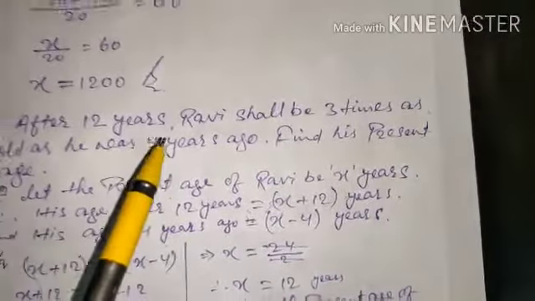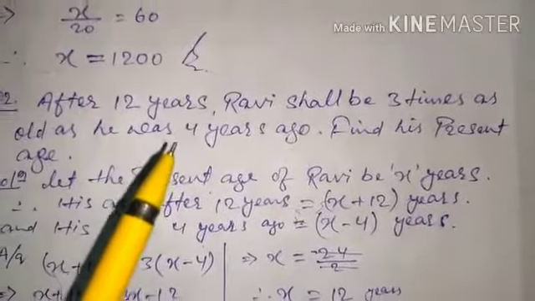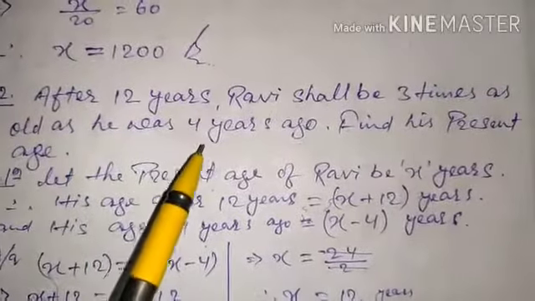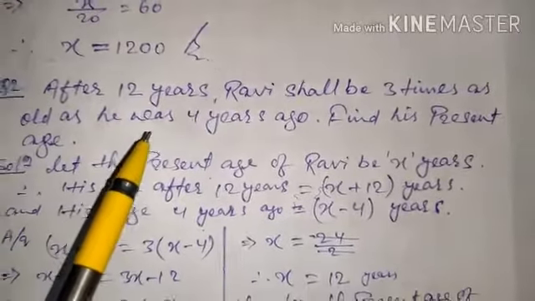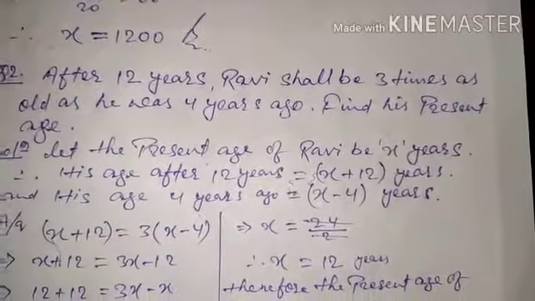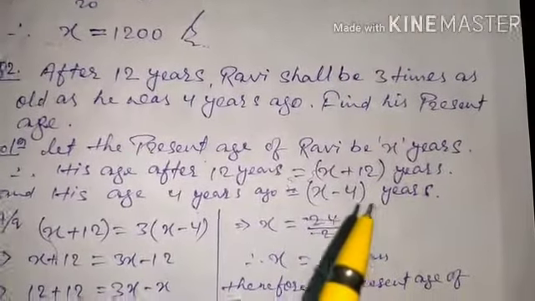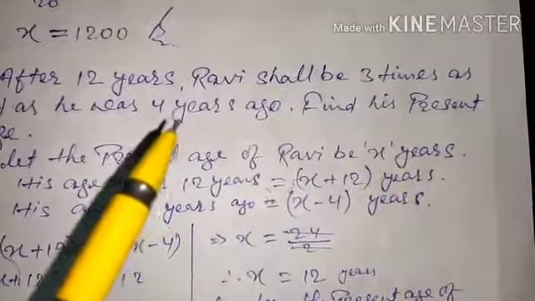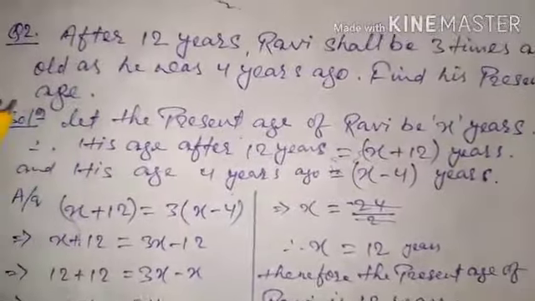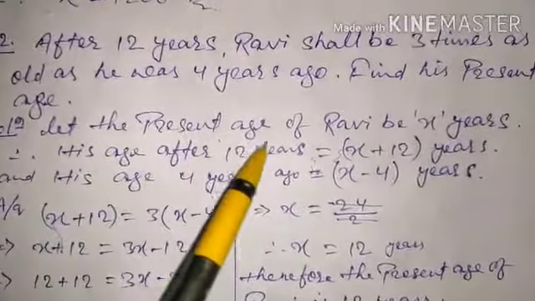It means after 12 years, whatever age Ravi is going to have, that age is going to be 3 times as old as he was 4 years ago. It means whatever age he was 4 years ago from the present time, that age in numerical value is going to be 1/3 of the age which Ravi will be after 12 years. So it's very easy. Now I'm just moving on with the solution one by one. Let the present age of Ravi be x years.